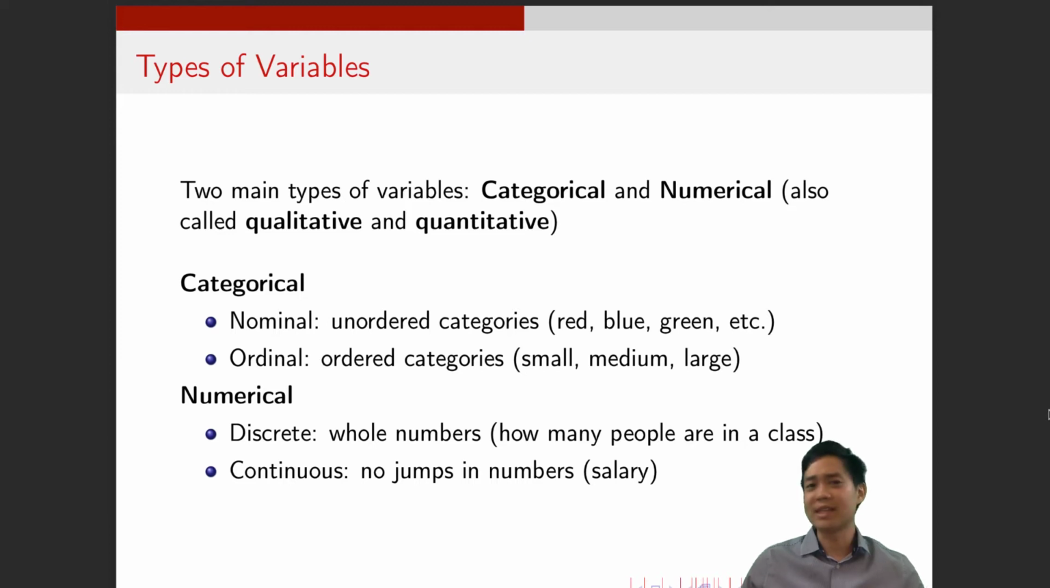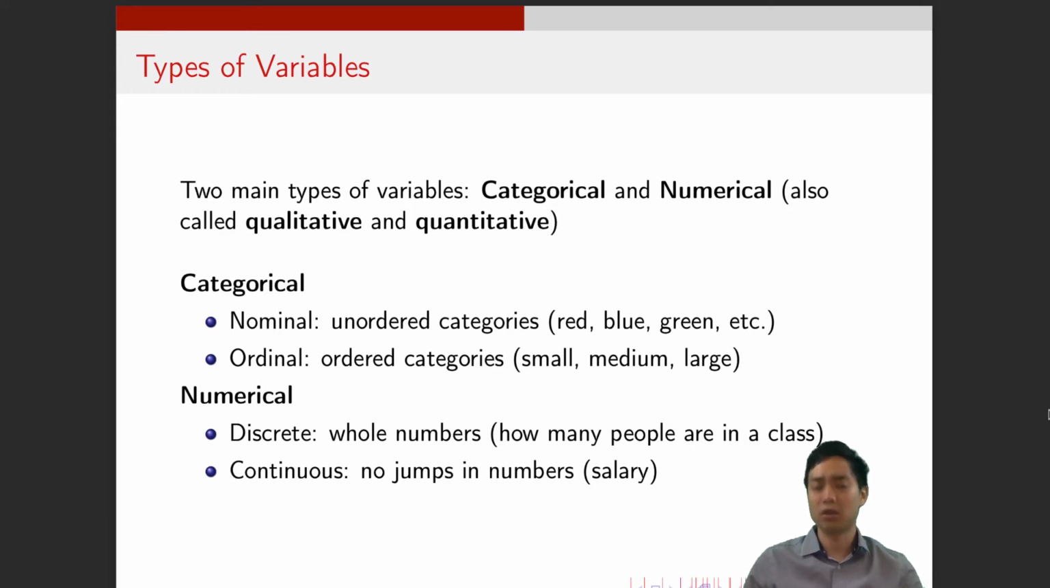Categorical variables are typically thought of as words or descriptions. Within categorical, there are two types. There's nominal, which are unordered categories, like color: red, blue, green, and so on. There's no natural ordering to them. The other kind is ordinal, which are ordered categories, for example sizes like small, medium, large. There's a natural ordering: small is smaller than medium, medium is smaller than large. But they're still categories, groups rather than numbers.